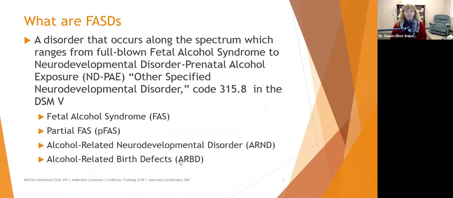So FASDs are disorders that occur along the spectrum, which ranges from full-blown fetal alcohol syndrome to neurodevelopmental disorder prenatal alcohol exposure, NDPAE, which is now in the DSM-5 in the back section. It is making its inroads, and there is a wide spectrum of what's going on. A lot of people with FASDs can be diagnosed with code 315.8 as other specified neurodevelopmental disorder, if you need that for billing and diagnosis.